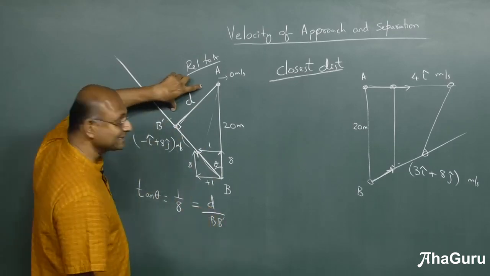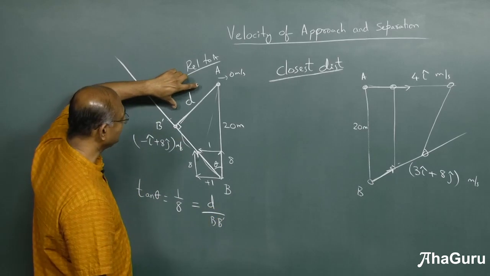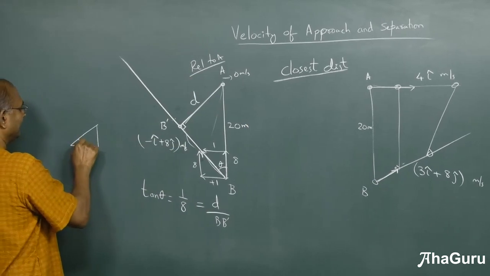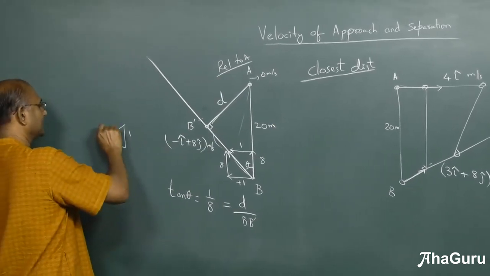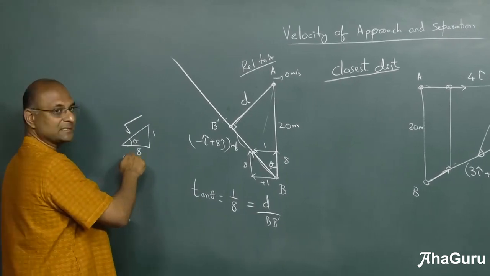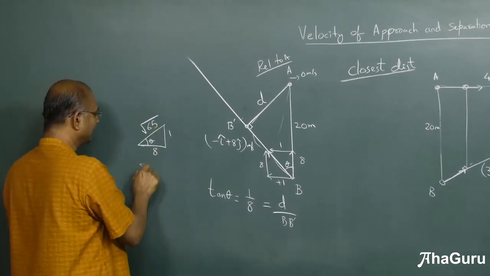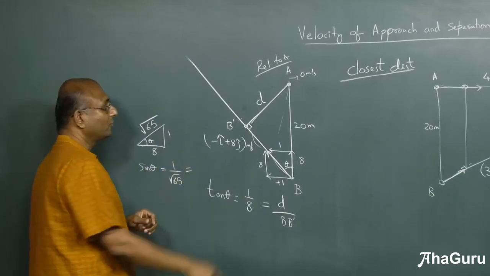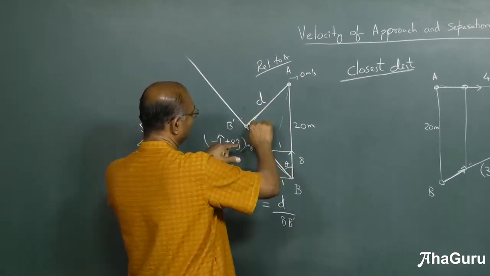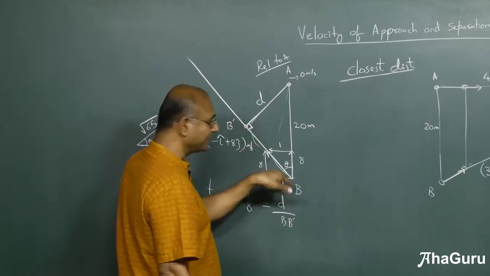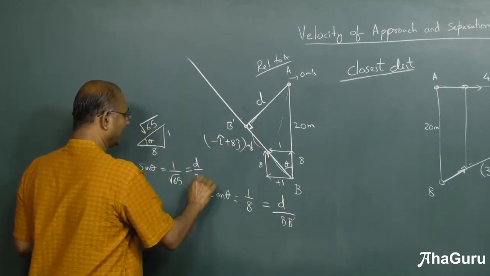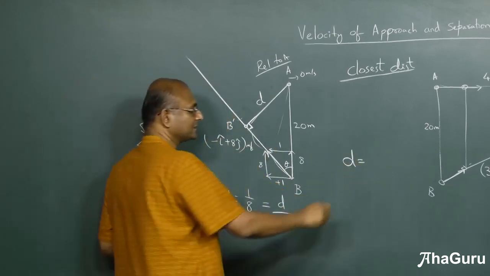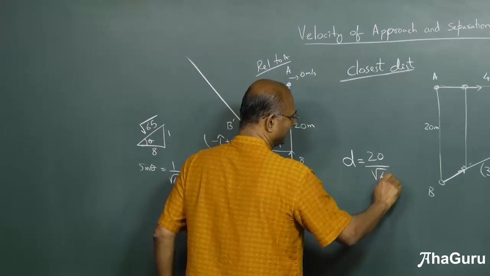What I would have been happier with is sine of theta, because if I knew sine of theta, it has to be d by 20. But if you knew tan theta is 1 by 8, this is 1, this is 8, what is this? Root of 64 plus 1, 65. So what is sine theta? 1 by root 65. But do we know sine theta for this triangle? It's a right angle triangle. Sine theta will be d divided by the hypotenuse 20. So d by 20. So what is the value of d? 20 by root 65.